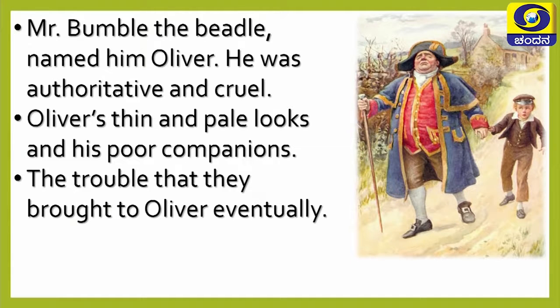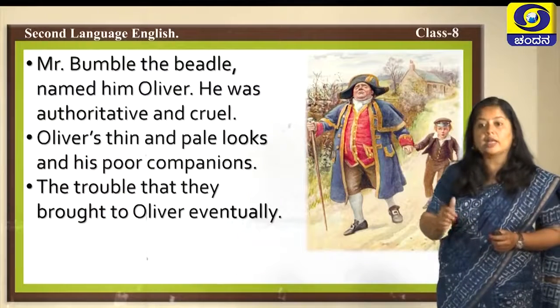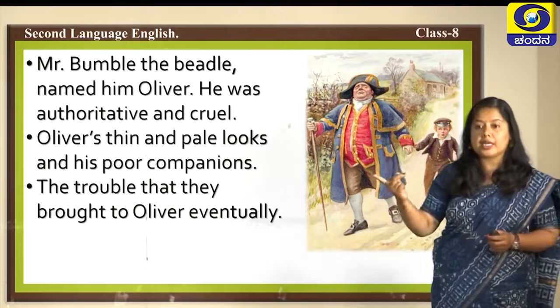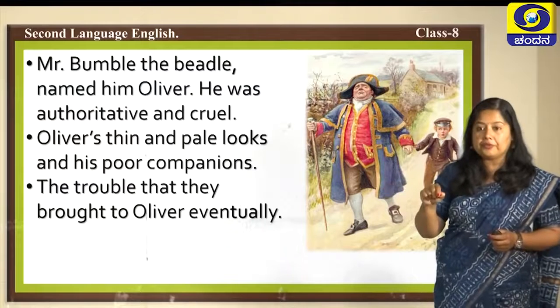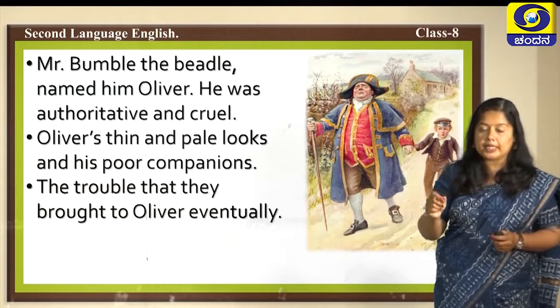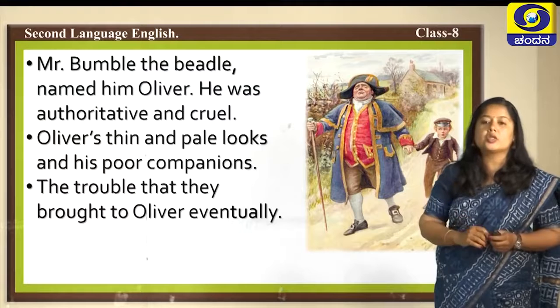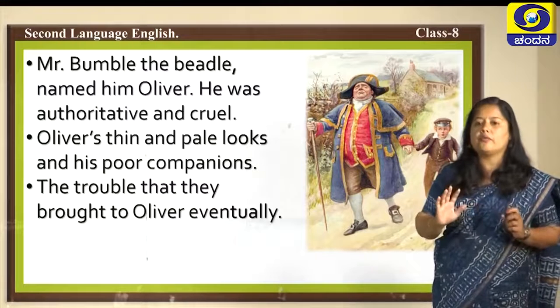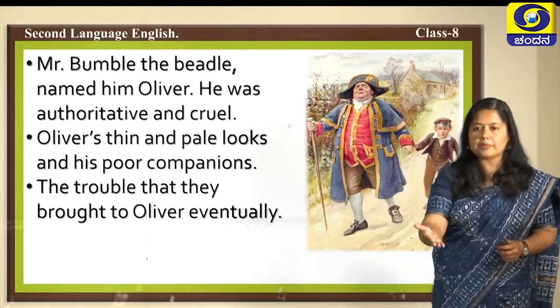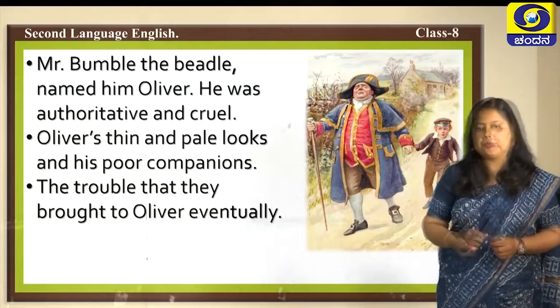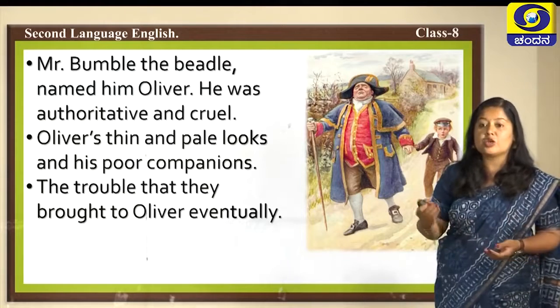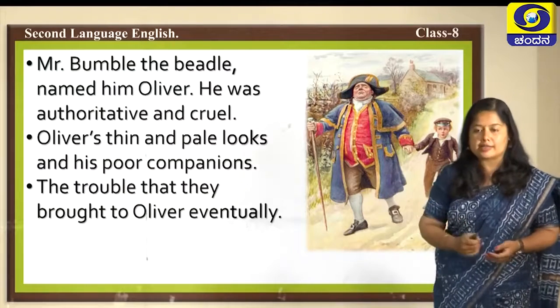So, what they suggested to Oliver was to go and ask for more, because none of them had the courage to go and ask Mr. Beadle for more food. If they asked, they would be beaten, they would be scolded. So, all of the kids were very afraid of going to him and asking for more food. And whom did they choose? They chose Oliver to go and ask.